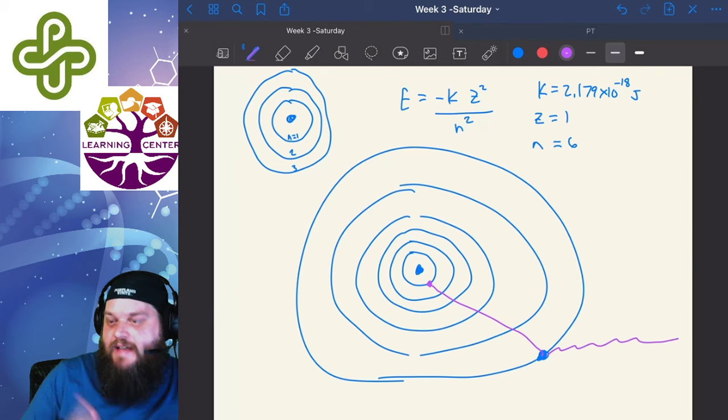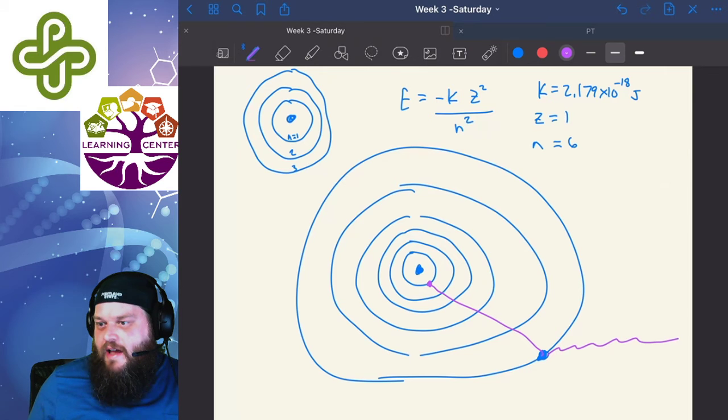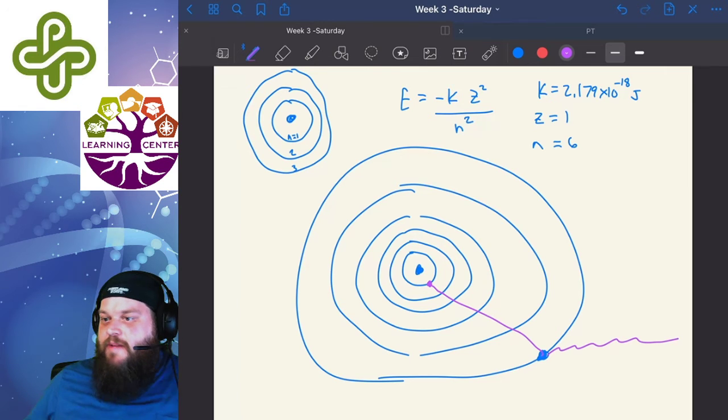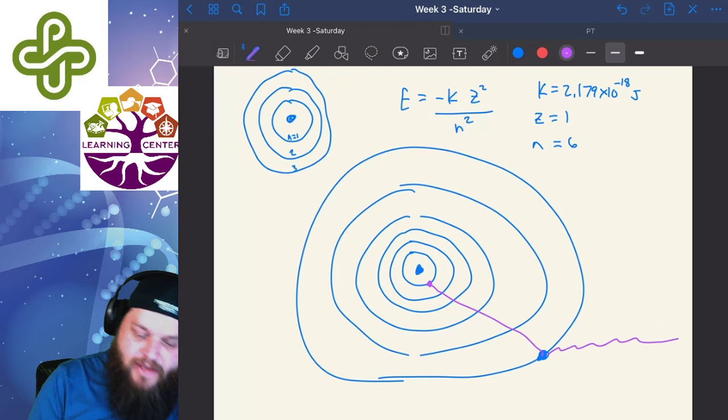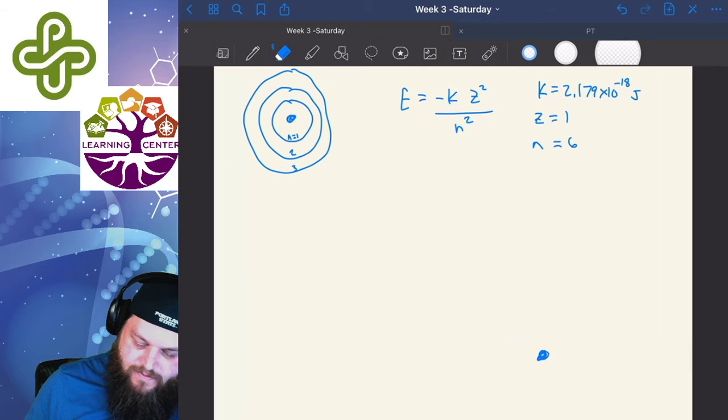When we excite these electrons and we let them relax, when they relax, they release the energy back out in light. So they absorb the energy, then release it. But we can calculate that energy based off of this. So let me ditch all that.